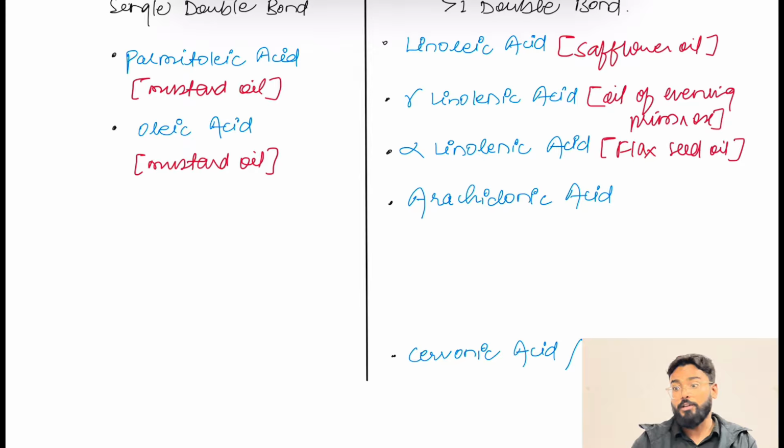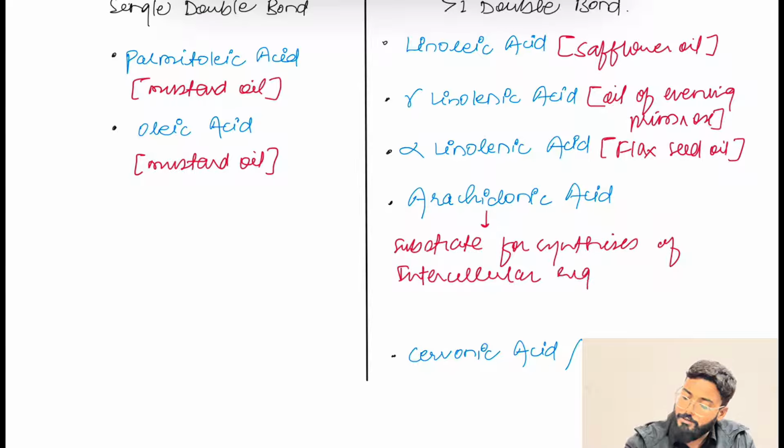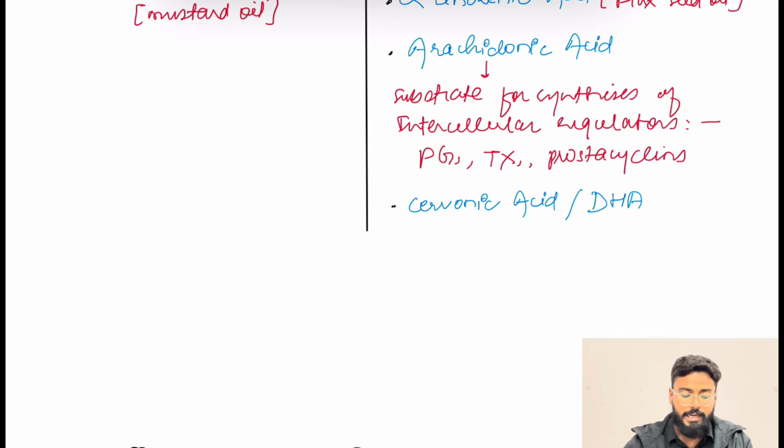And then comes arachidonic acid. We saw that it is the substrate for synthesis of intercellular regulators, that is your prostaglandins, thromboxanes, prostacyclins, and your leukotrienes.